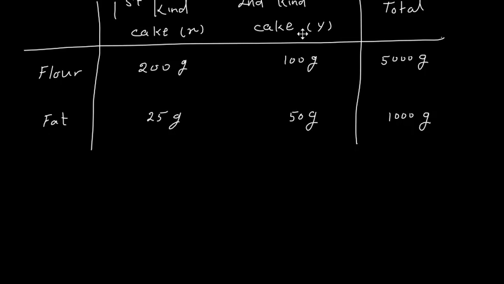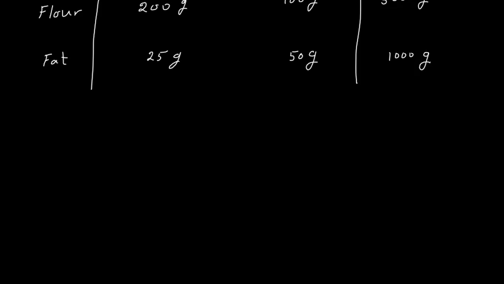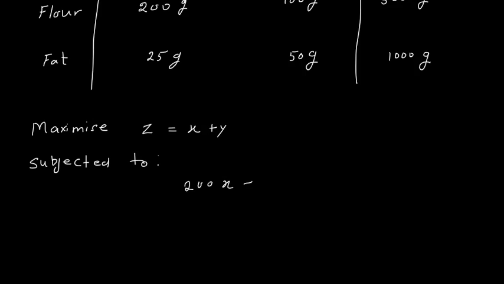So what we have to do now, I will first mathematically formulate the problem. We have to maximize Z, that is, the total number of cakes should be maximum. So we have to maximize Z equals X plus Y. Now a few conditions it should satisfy, so subject to, what are the conditions? First condition is that 200x plus 100y should be less than or equal to 5000.